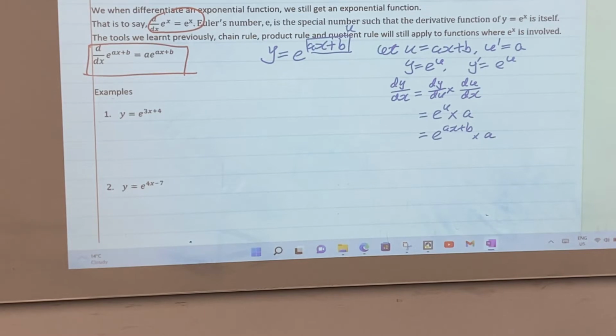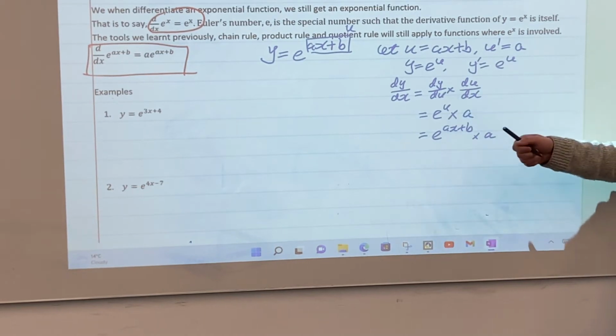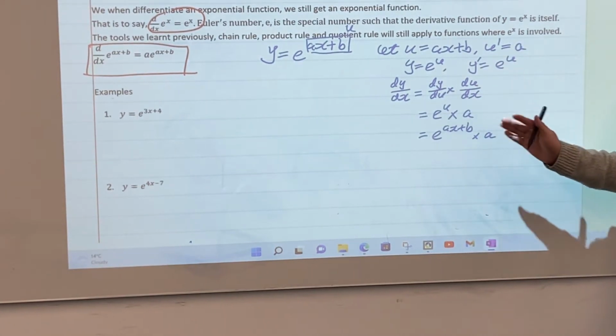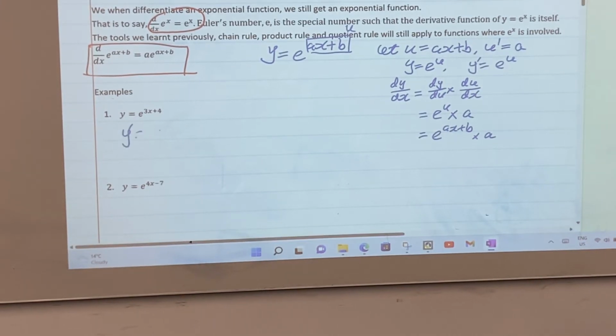Just like what we said last two weeks, in the exam you don't have to write down dy du times du dx in this extreme detail. For the introduction today, I'm showing you where it comes from. In the future, we are expected to write down the results pretty much by inspection. Therefore, y dash will equal 3e to the power 3x plus 4. Finish. That's all you need.